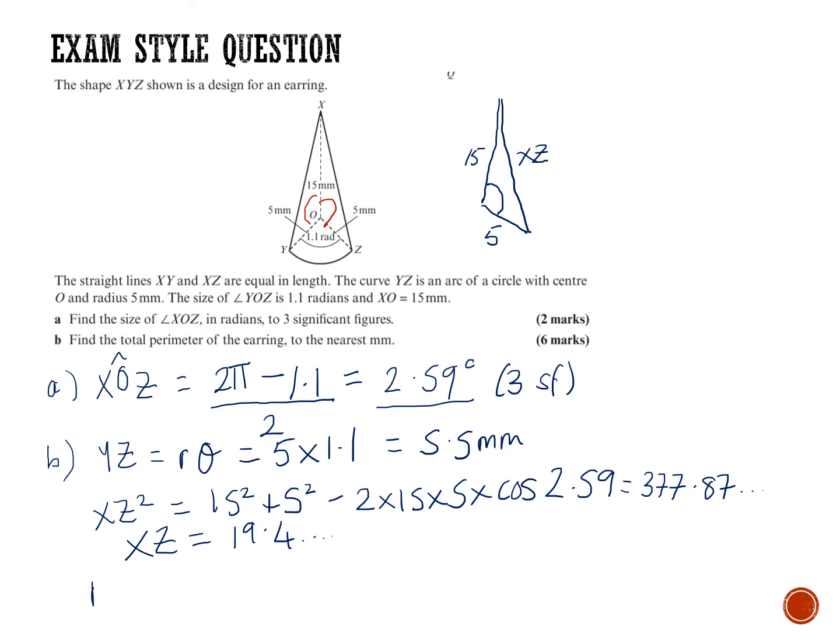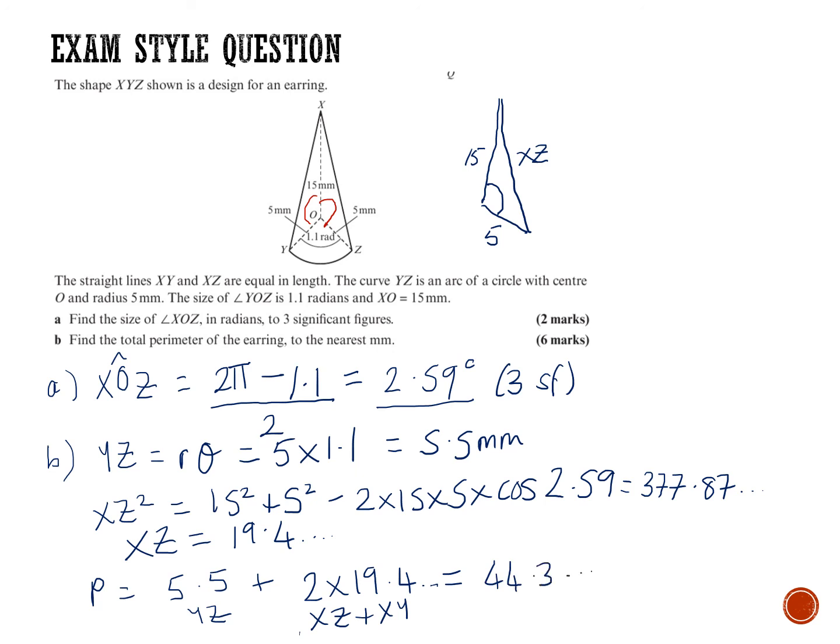Right, what's the question asking for? Total perimeter. So total perimeter is given by the arc length YZ, which is 5.5. So that's your YZ, plus 2 lots of my 19.4. That is my XZ and my XY, because they're the same length. So I'm using the whole answer, sticking it in my calculator, I get 44.3 something or other.